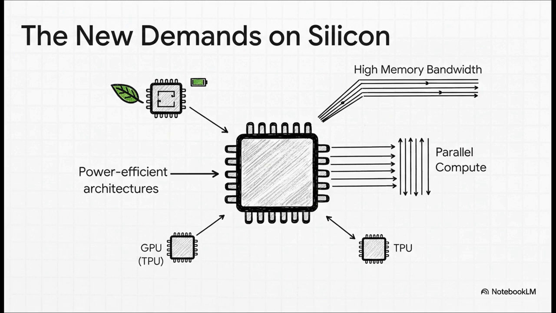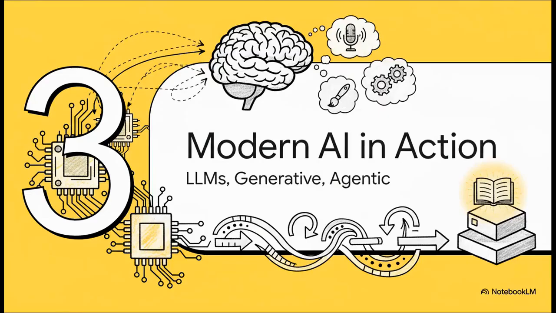It needed incredibly high memory bandwidth to feed all that data to the models. And because these models use so much energy, it desperately needed power-efficient designs. This is what drove the creation of all these specialized chips, like GPUs and TPUs that we hear about today. So how did this hardware revolution actually turn into the tools we use every day? Well, it unlocked the very AI that is changing our world.